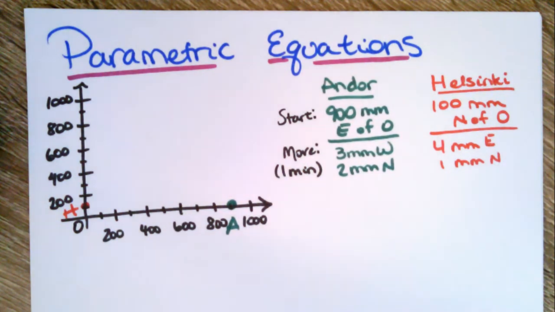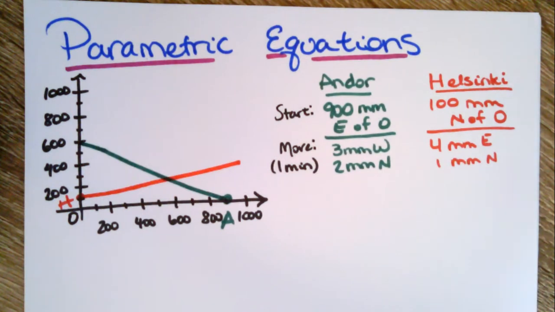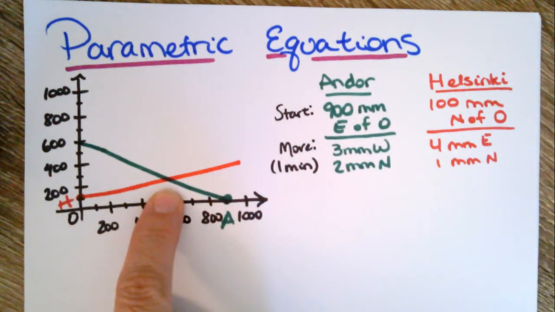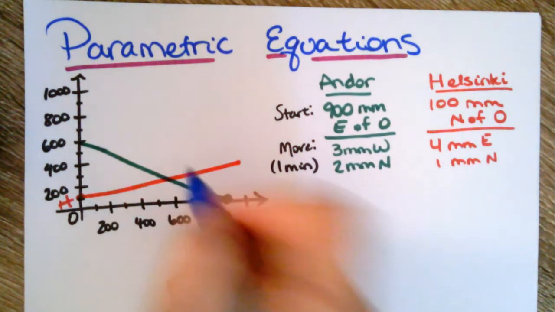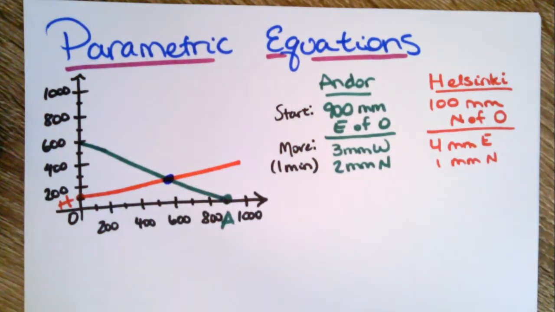And so we can sketch a graph of the path of the Andor as well as the Helsinki. And so their paths would look something like this. We are just going for a sketch here, trying to be close to accurate, but it is just a sketch. So we can see that we've got linear paths here. They are definitely intersecting. We do have an intersection point. Will they collide is the question.